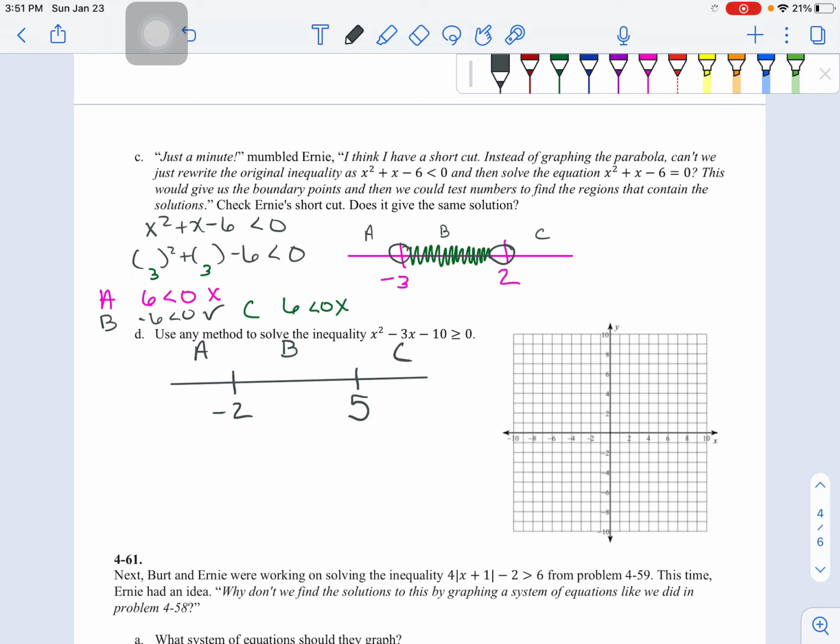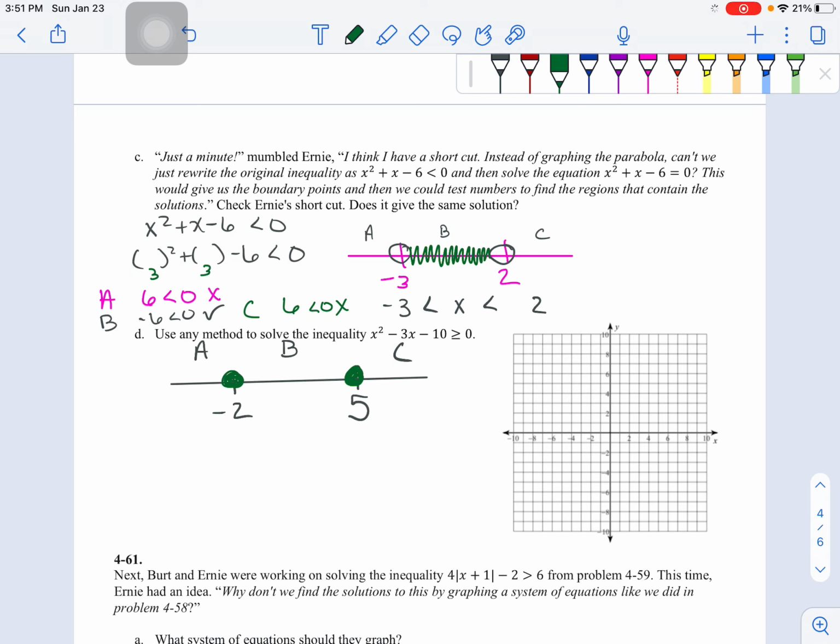Oh, one thing I forgot in part C is to write this algebraically. And we know when the coloring is in between, you're going to put your boundary points, and these are just less than symbols because it's in between. There is no less than or equal to because they are not filled in. All right, we found negative 2 and 5 for part D. We notice that our symbol is a greater than or equal to, so we are going to color in these circles.